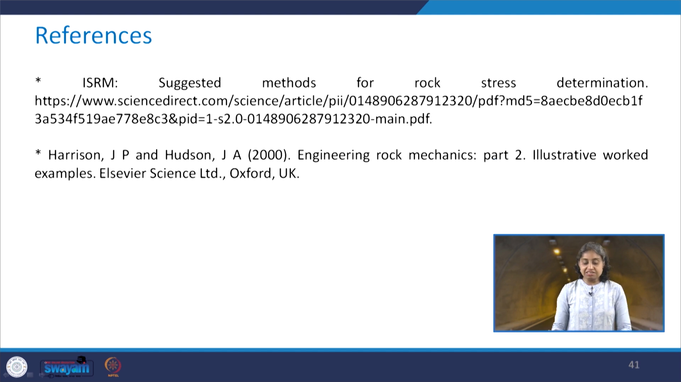So, the references that we used here are listed in this slide. So, we discussed the hydraulic fracturing tests to determine the in situ state of stress in the rock mass. So, this finishes our discussion on the determination of the in situ stresses in the rock mass.